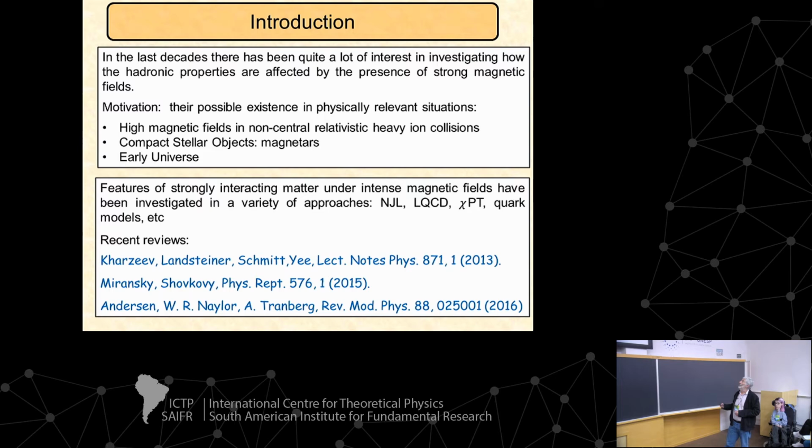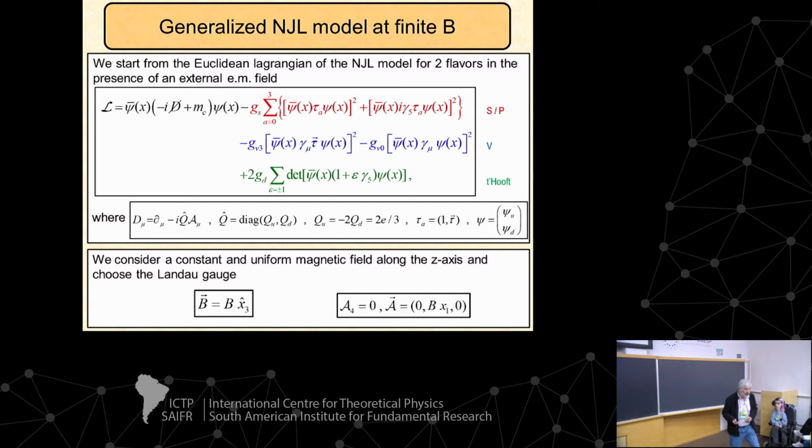So this is the Lagrangian I will be using. It contains, of course, the free quark term, which is here with the covariant derivative. It means it couples to the electromagnetic field. It has scalar and pseudo-scalar terms, which are these two. Note that I'm including isovector and isoscalar interactions, if you like. Then it has a vector-vector term, isovector, but it also has an isoscalar term. And finally, I include a 't Hooft term that gets mixed into the different flavors.